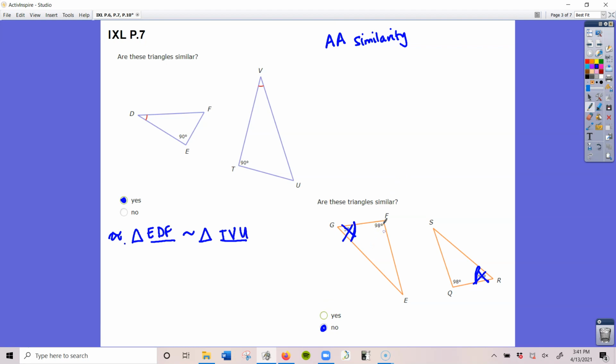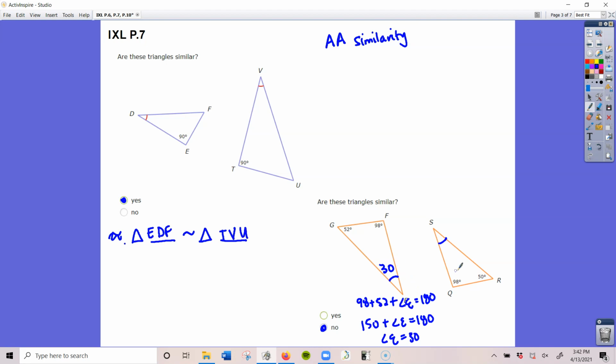Now, sometimes they'll try to trick you and give you two triangles with only two angles, and you have to determine if they're similar. What you can do is solve for the third angle. 98 plus 52 plus angle E is going to equal 180, since all the angles of a triangle add up to 180. 98 plus 52 is 150. So 150 plus angle E is equal to 180. That means that angle E is equal to 30.